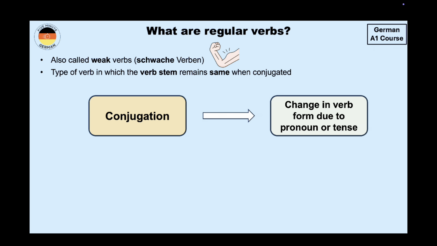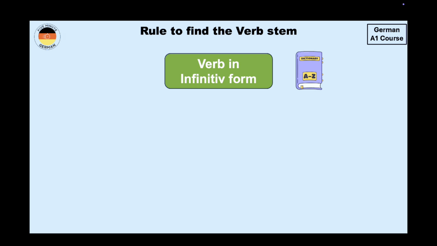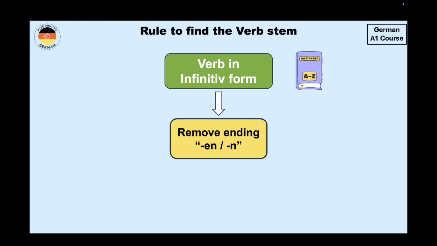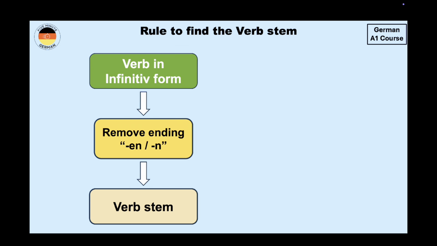Now you might be asking, what is a verb stem? Let me tell you how you can find the verb stem. In order to find the verb stem, you need to have the verb in infinitive form. This is the form which you find in the dictionary. Then you have to remove the ending en or n from the infinitive form. And after that, you will have the verb stem. Let's understand this with some examples.